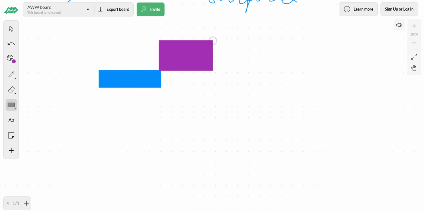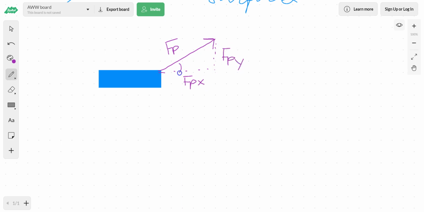So your force of the pull, well, this is driving me bananas. The force of your pull, like that, is at an angle, which means that there is a component horizontally, which is FPX, and then there is a component vertically, which is FPY. And you have an angle here.